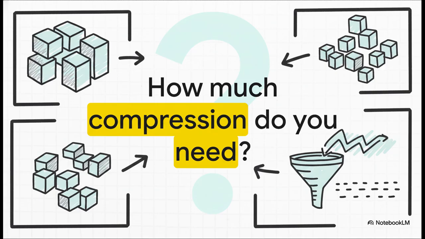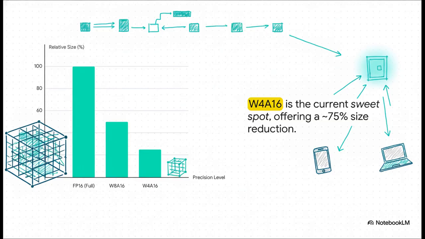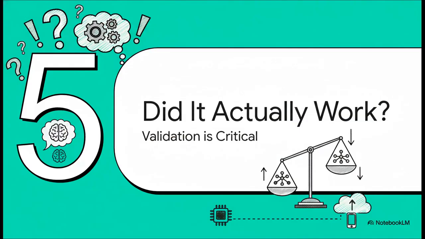All right, next up, you've got to ask yourself just how much compression do we really need? This is where you decide exactly how small to make the numbers inside your model. And wow, the impact here is just dramatic. Moving from full precision down to 8-bit cuts your model size in half. But the real magic, the sweet spot for most things right now, is W4A16. That gives you an incredible 75% size reduction. That is massive. The W4 means 4-bit weights, but that A16 part is super important. It means the math, the actual calculations, still happen with 16-bit precision, which is the key to keeping the model's quality high.